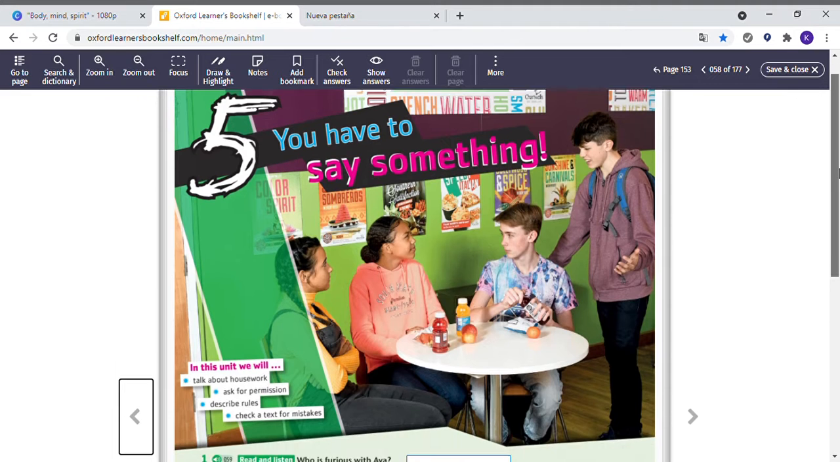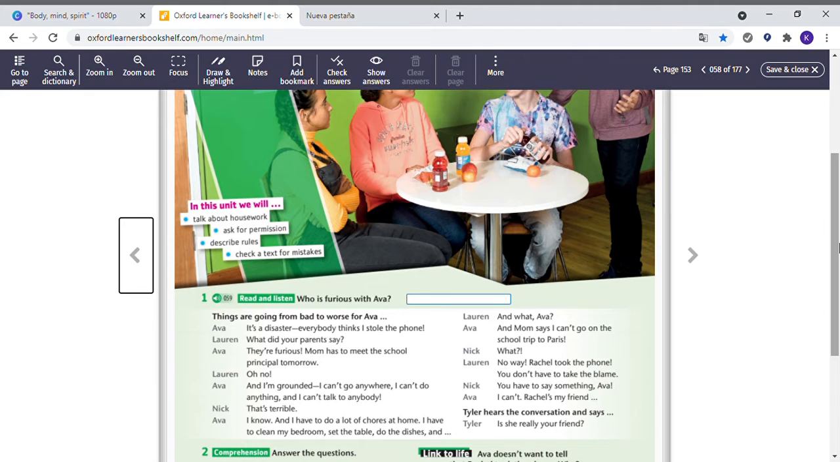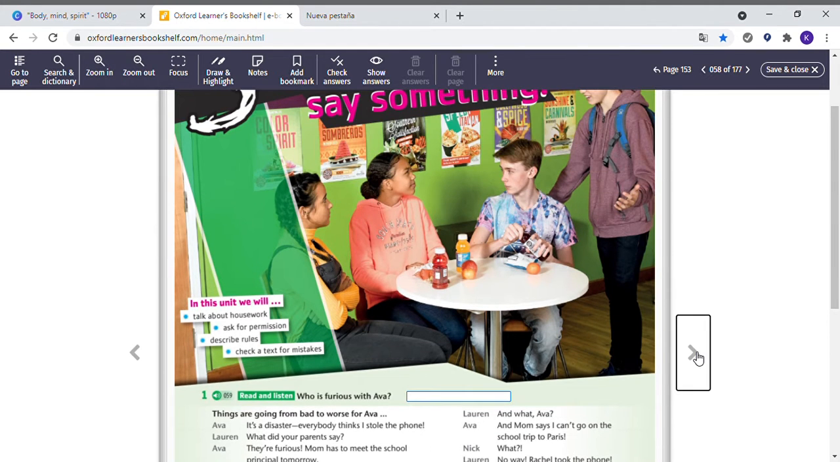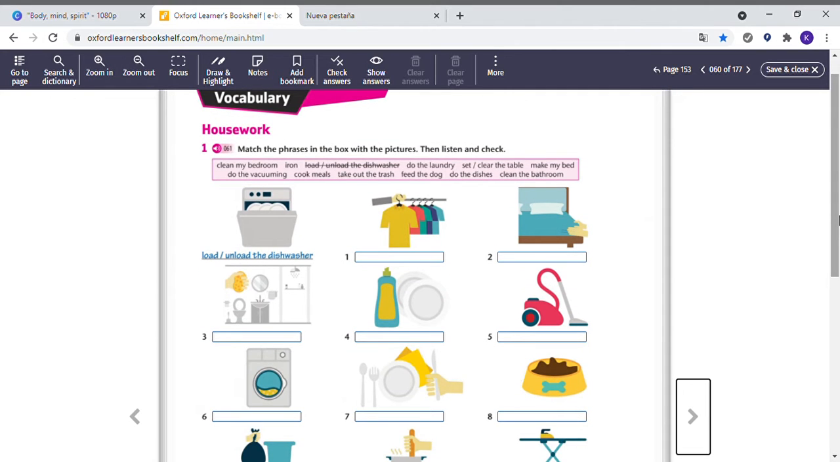Okay, so we're going to go to the main part of this unit, and here we have a short dialogue among some characters. We have Ava, Lauren, Nick and Tyler. So we're going to go to the main part, right? Here we have vocabulary and it is related to housework, right? Here we have some verbs related to some chores.